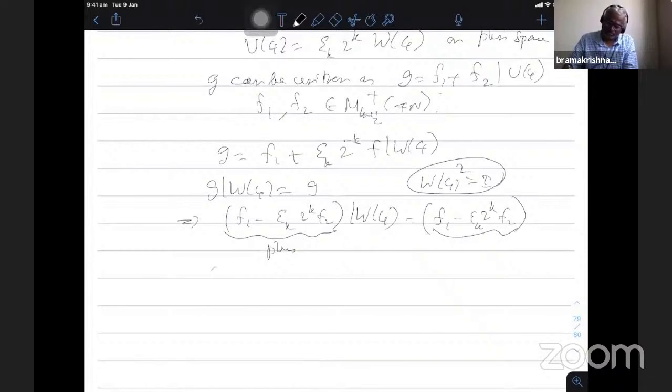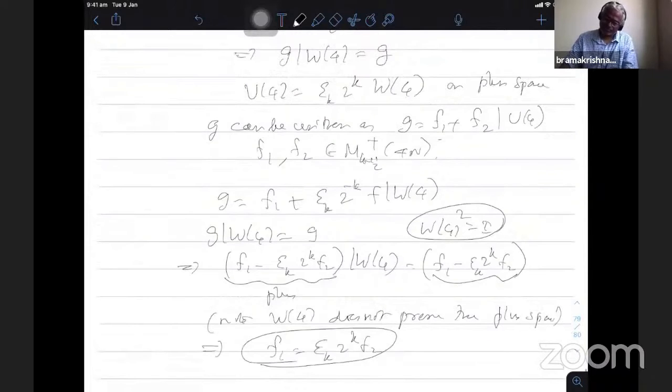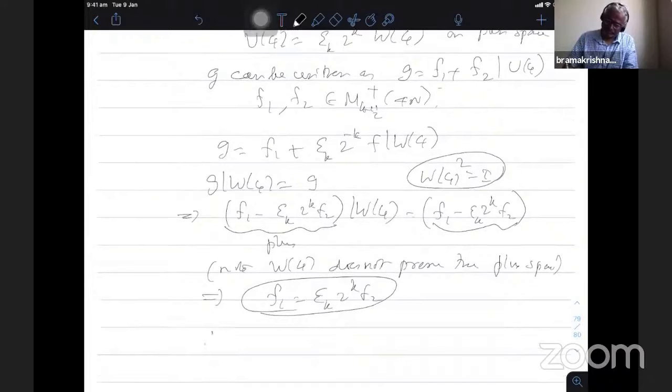Note that W4 does not preserve the plus space. But on the other hand, it says that if I apply W4 on a plus space form, it belongs to the plus space, which is a contradiction. This implies the function should be 0. F1 is epsilon_k 2^k F2. So substituting this, we get that your function G is nothing but F1 plus epsilon_k 2^{-k} F2. Sorry, F1 bar W4.